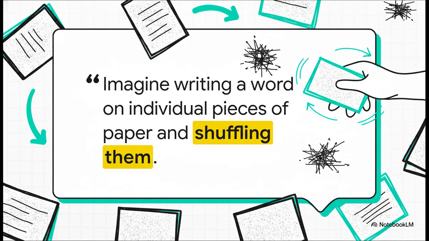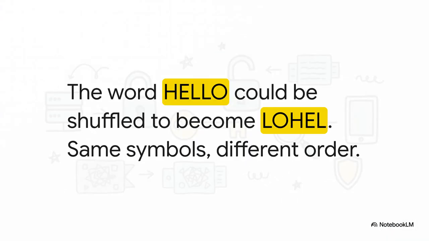The second trick, permutation, is even more straightforward. Imagine you write each letter of a secret word on a tiny piece of paper. Then you just toss them in a hat and shuffle them up like a deck of cards. All the original letters are still there, but because they're all jumbled up, the word is completely unreadable. So for example, right here, the word hello can easily be rearranged to become something like low hell.